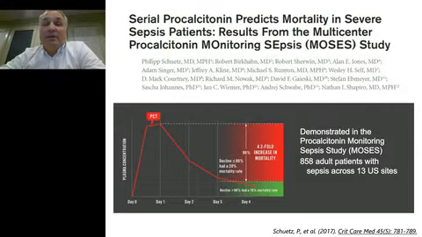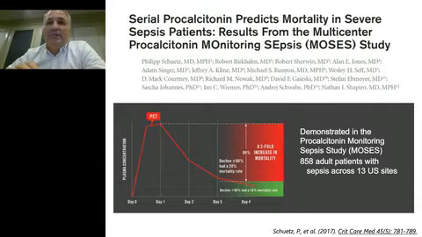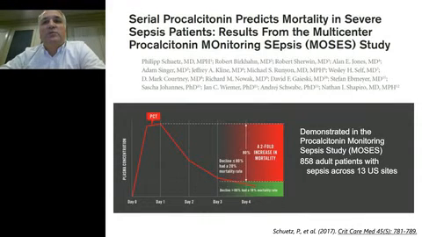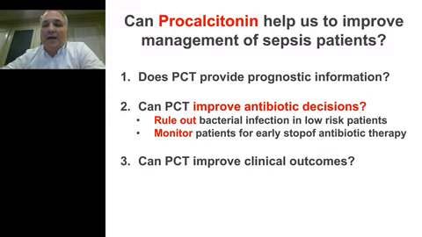Now, I think prognosis is important in the patients. But if we get prognostic information, of course, then the question comes, well, how can we change the management of the patients? And so I think antibiotic management comes into place. So let's talk about antibiotic decisions, how we can use PCT as a tool for antibiotic management.